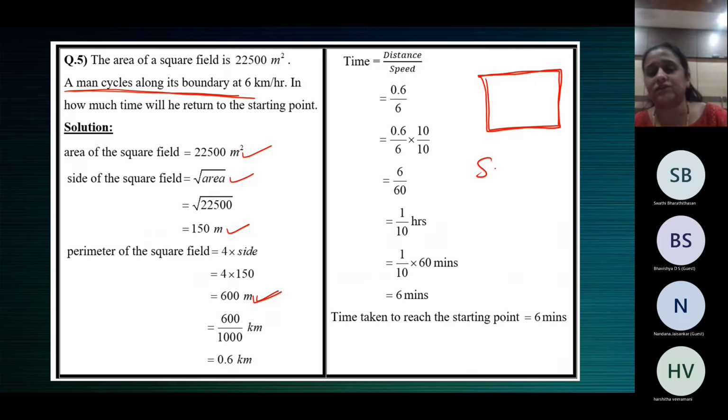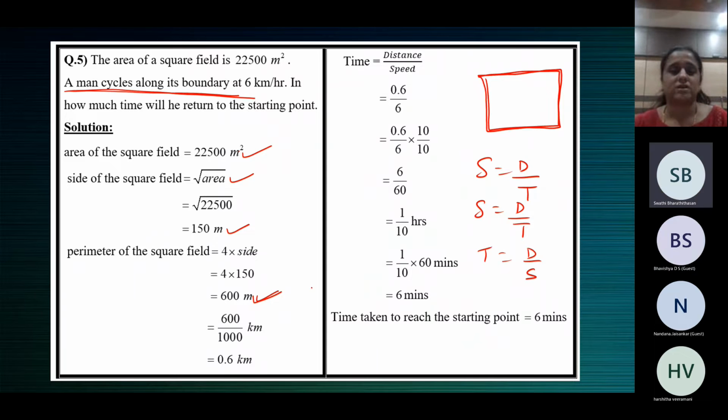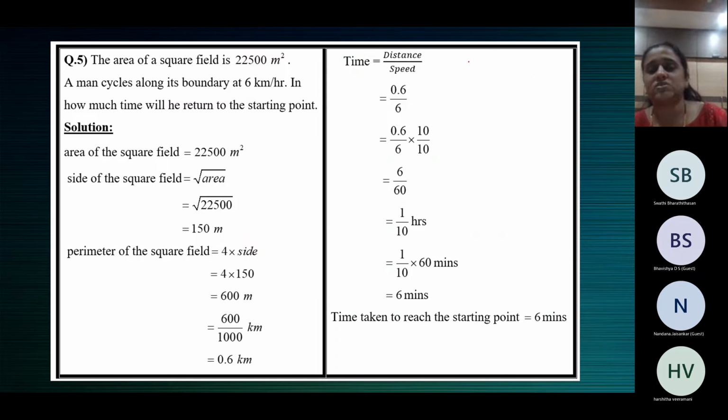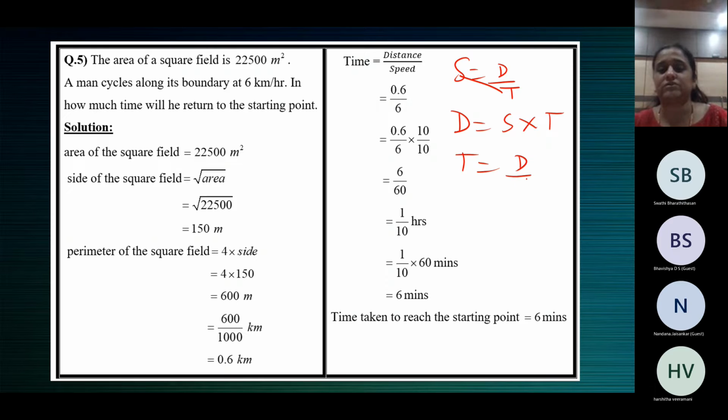Children, we know the formula. Speed is equal to distance by time. And time is equal to distance by speed. Yes or no? Yes, ma'am. And what is distance equal to? Speed into time. See children, speed is equal to distance by time. Distance is equal to speed into time when you cross multiply. Time is equal to distance by speed.